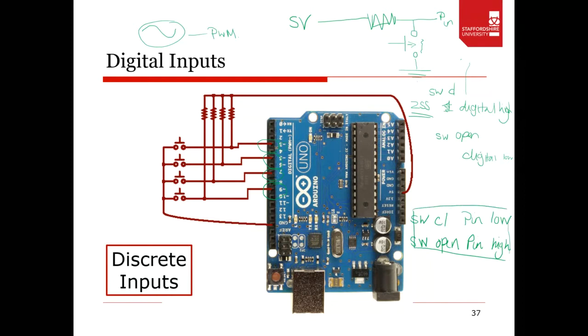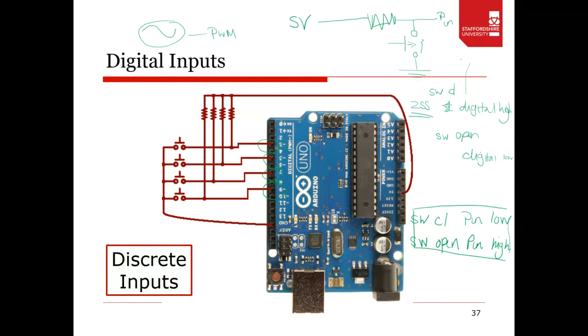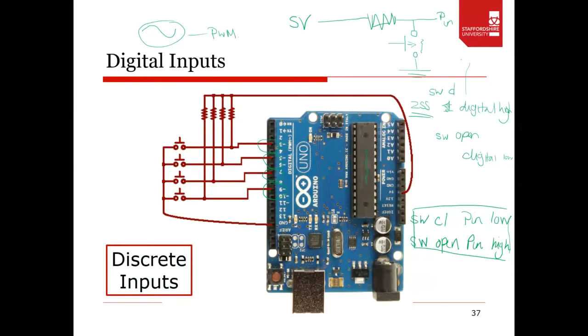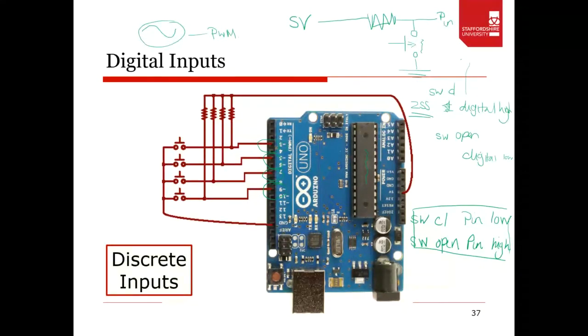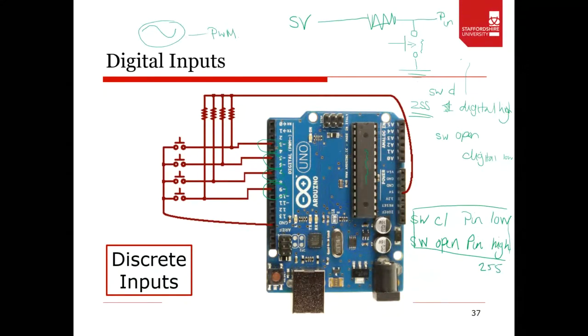Okay. So we can then use the program inside the microcontroller to read whether the pin is high or low. If the pin is high, it would have a value of 255, and if the pin is low, it would have a value of 0.